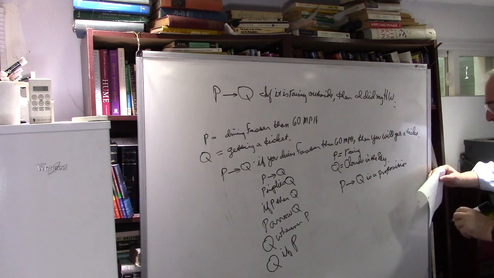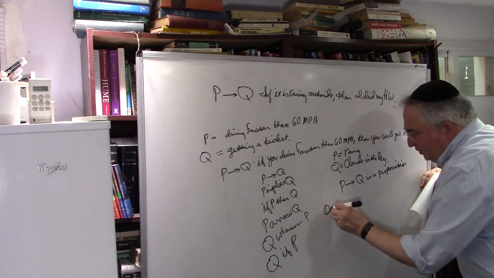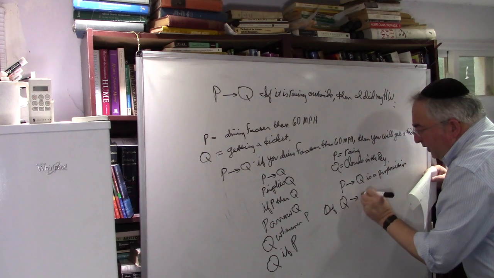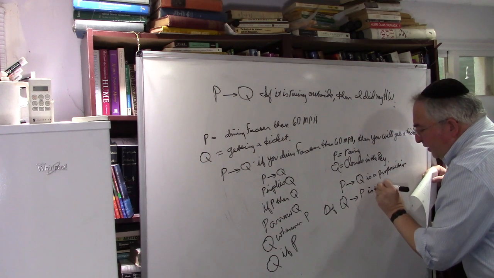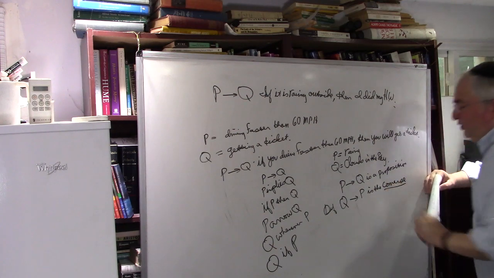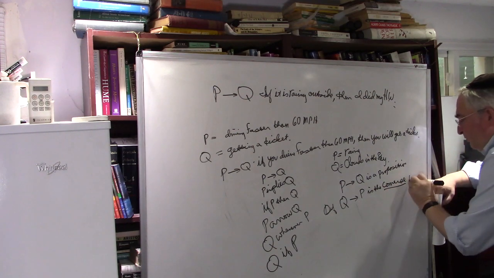Okay, and now I'm going to make 3 definitions. Definition. Q arrow P is the converse. Okay, so that's a new word, converse. Converse proposition.